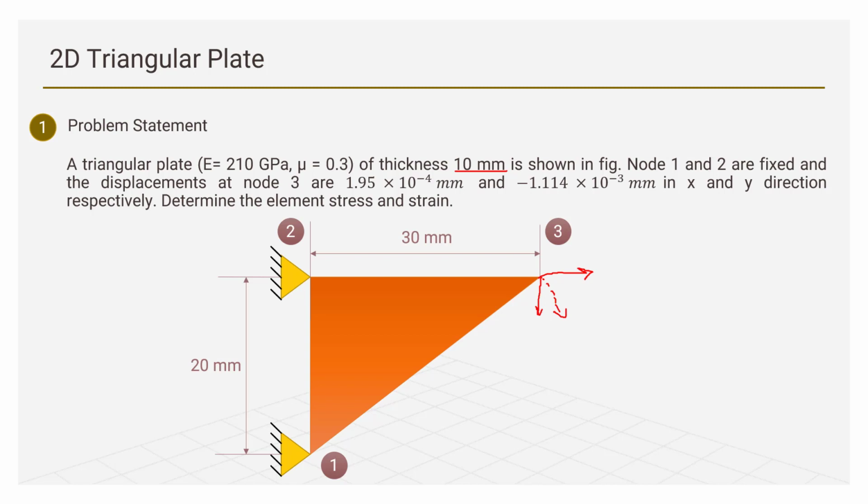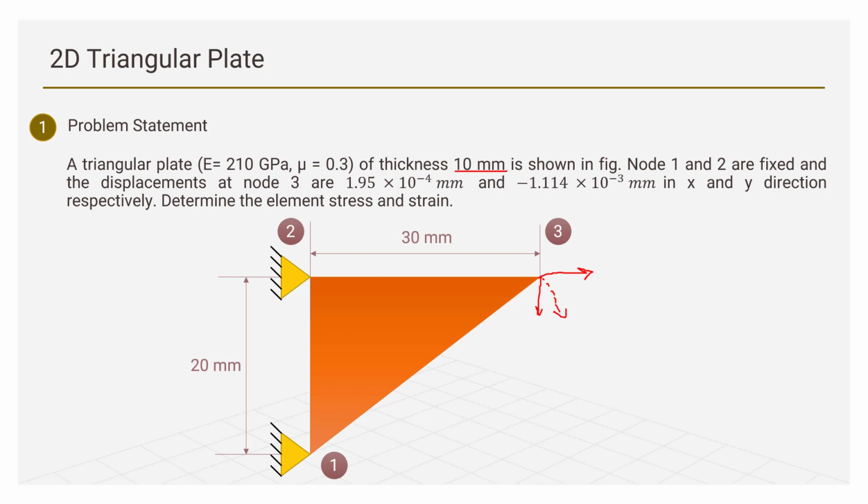The CST element is a constant strain triangle element. Now why is it known as a constant strain triangle? Because if you see this element, it's a linear 2D element. Linear means only corner nodes are there, no mid-side nodes. So there will be a linear variation of its primary variable. Primary variables means we are finding out deformations.